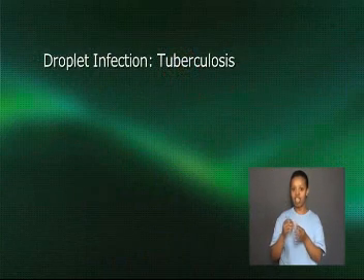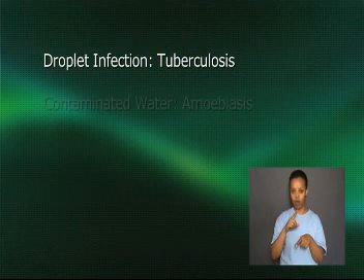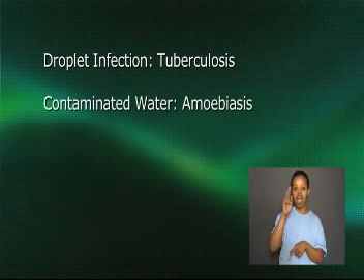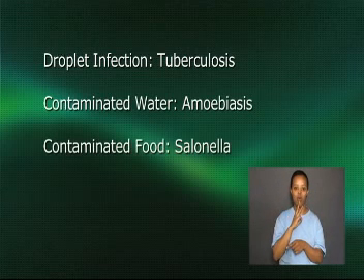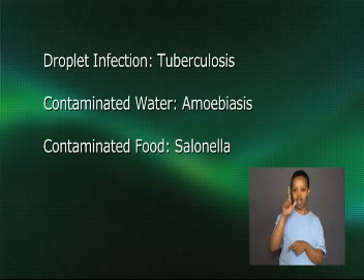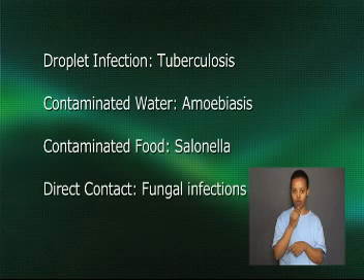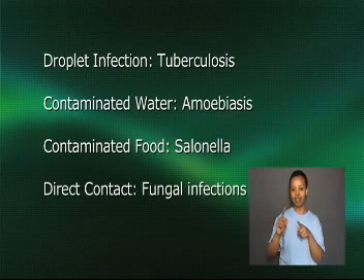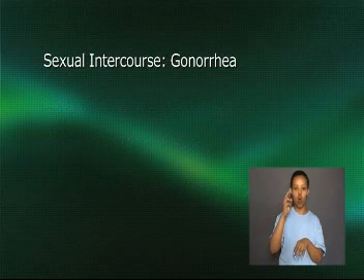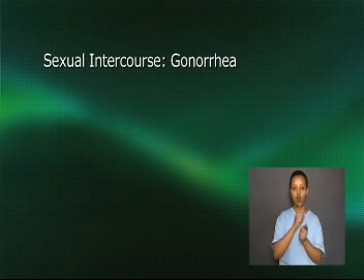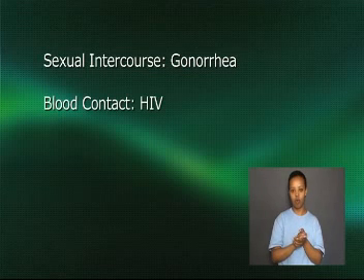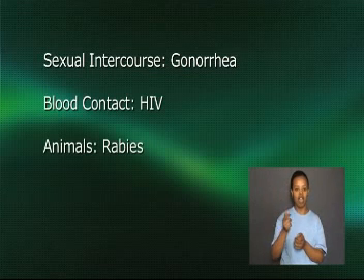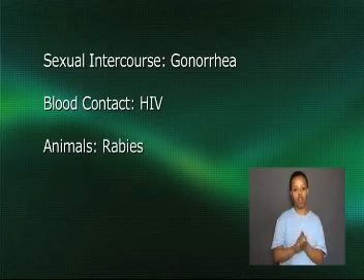Tuberculosis is spread by droplet infection. Amoebiasis is spread by drinking contaminated water. Salmonella is transmitted by food. Fungal infections, like ringworm, can be spread from direct contact. Gonorrhea is spread by sexual intercourse. HIV can be spread by blood contact. Rabies is transmitted by animals.